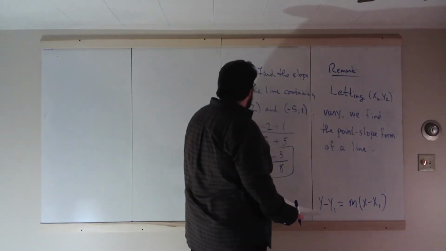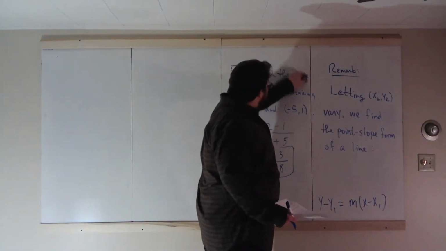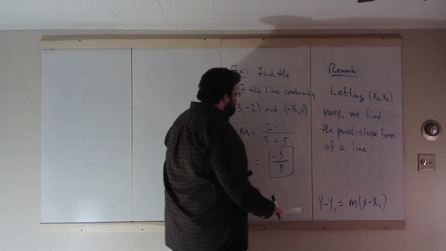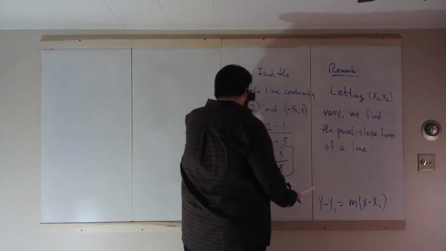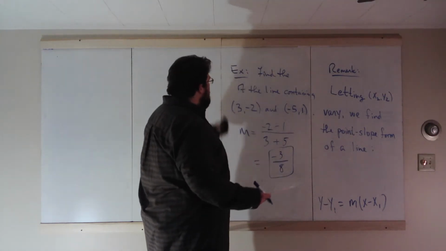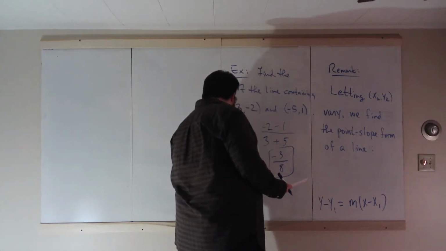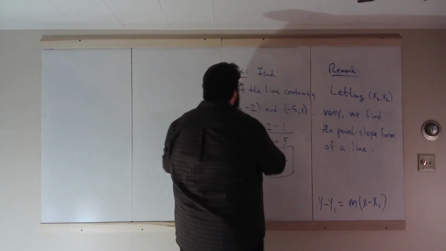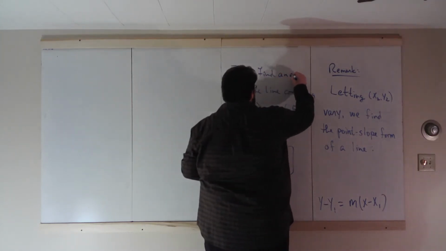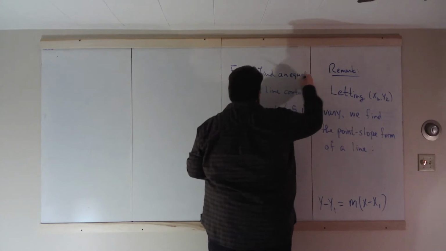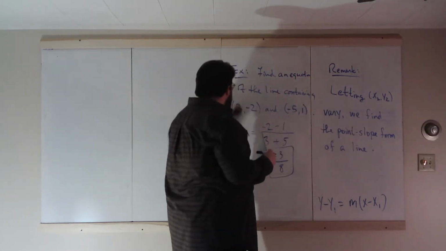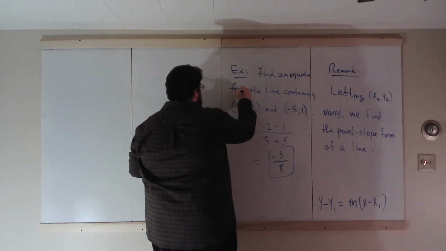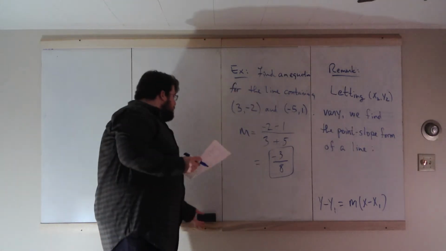If you want a slope-intercept form, you'd add y1 to both sides, solve that for y. We won't use slope-intercept very frequently. So let's do this next one. I'm going to just erase this example a little. Find an equation for the line containing those points. So find an equation for the line containing these points.